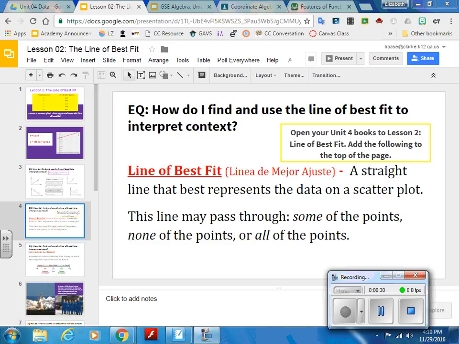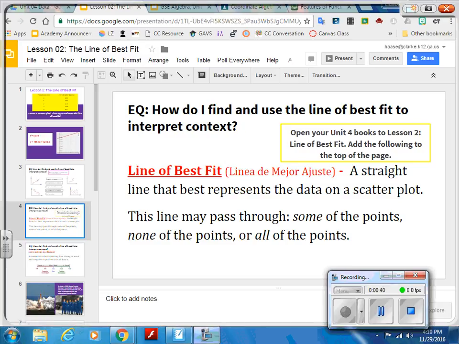So as you see, it says a straight line that best represents the data, and basically that line falls in the middle of all of those points. So if you had a scatter plot that looks something like this, your line of best fit would go through as many points as possible, keeping the same number roughly on top and on bottom, basically trying to find the average if you were to take all those points and make them linear.